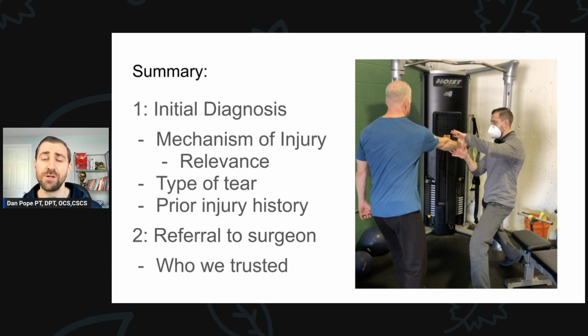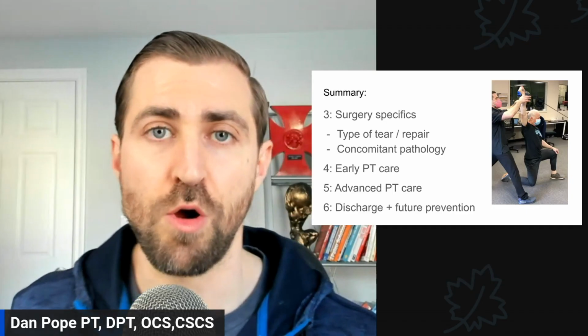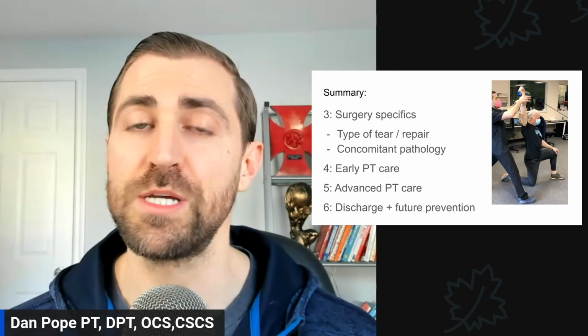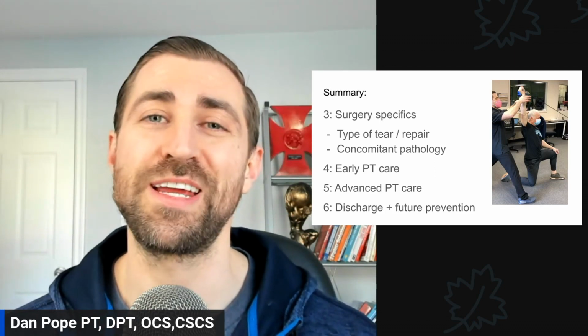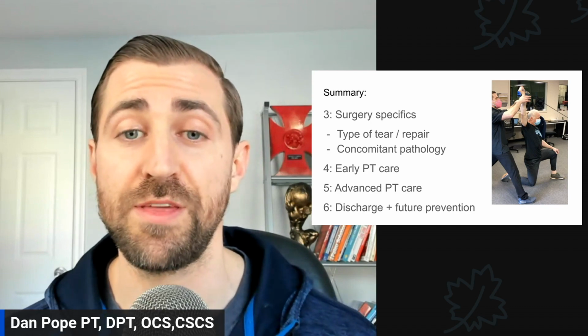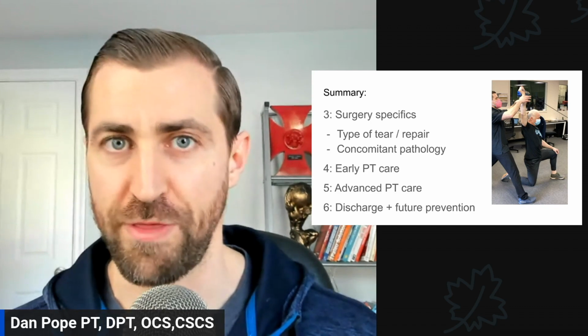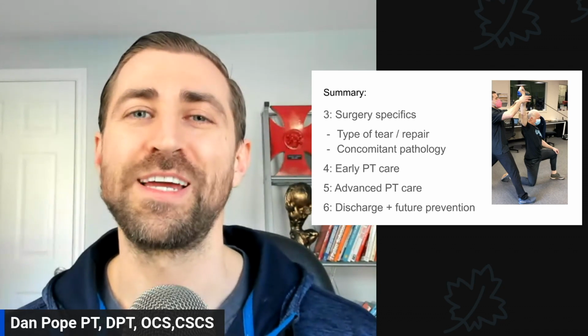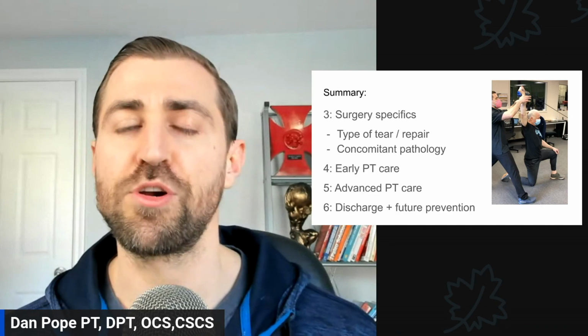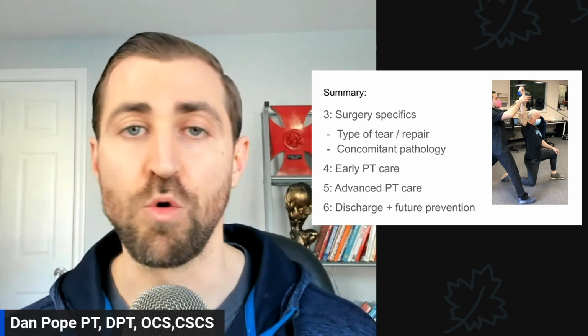How do we decide on a surgeon? We'll talk a little about the surgery specifics. So, what type of rotator cuff tear was it? What was the repair? Was there any concomitant pathology, right? Was there any arthritis or anything else going on inside that thing? What did our early physical therapy care look like? What did it look like as we started to advance over the course of time? How do we discharge? How do we return back to CrossFit over the course of time? We'll go over all that stuff.